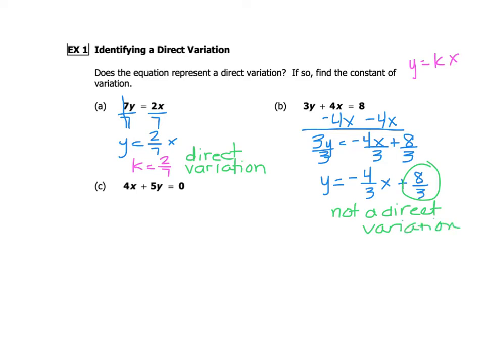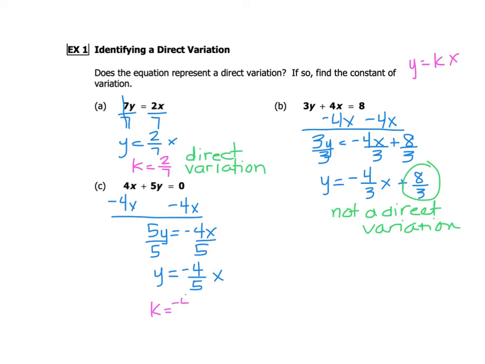All right, example C. Let's see what we can do with this. First of all, I need the y on the left by itself, so subtract 4x on both sides. Bring down my 5y equals negative 4x. I need the y by itself, so divide by 5 on both sides, and I have y equals negative 4/5 x. Notice this is in the form y equals kx, and our k here equals negative 4/5. This is a direct variation.